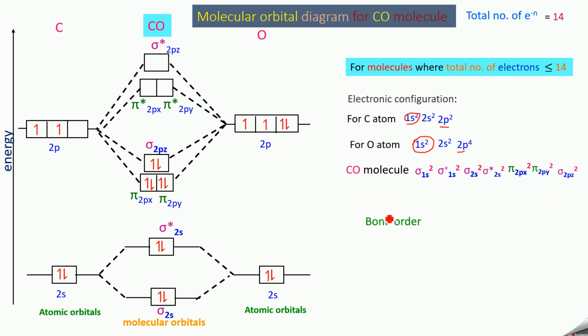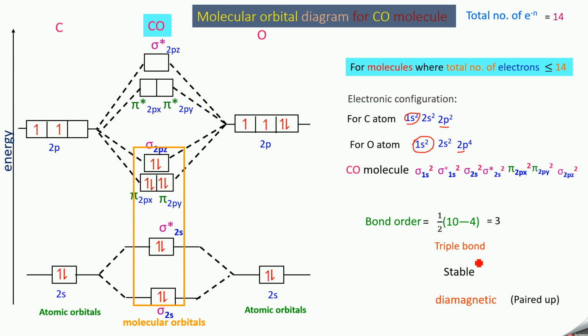Now you calculate the bond order. Bond order is equal to 10 minus 4, divided by 2, that you will be getting 3. Since the bond order is 3, you will have a triple bond, and since the bond order is greater than 0, the molecule is stable, and here all the electrons are paired up, so the molecule is diamagnetic.